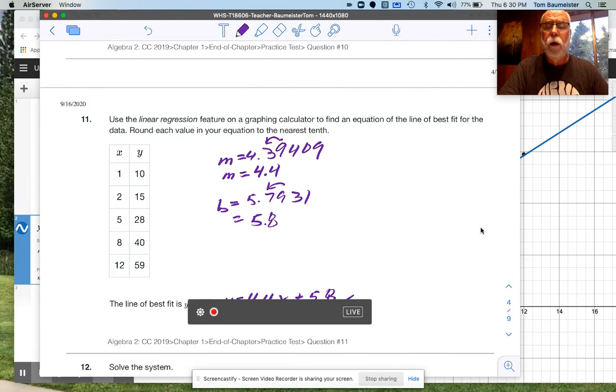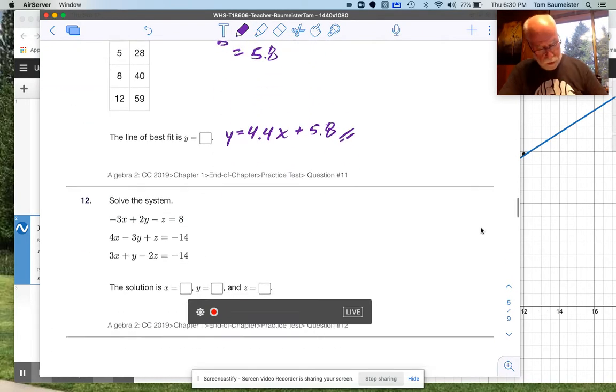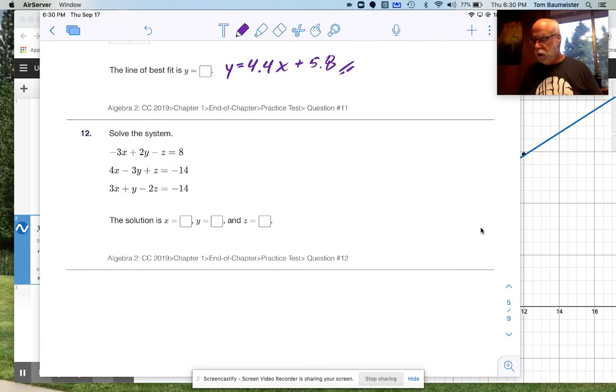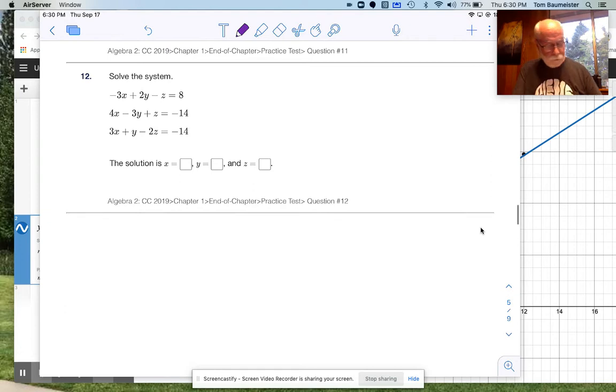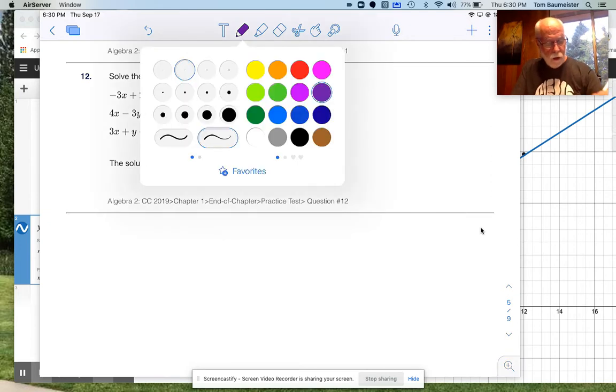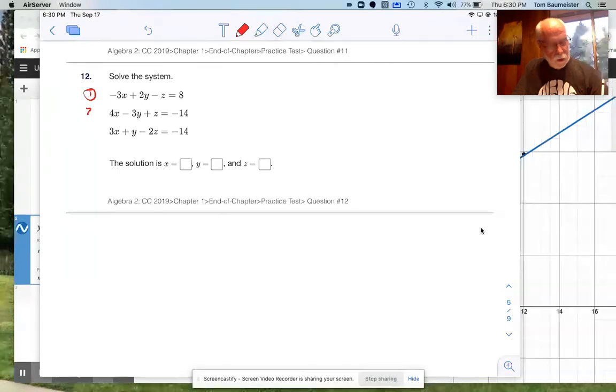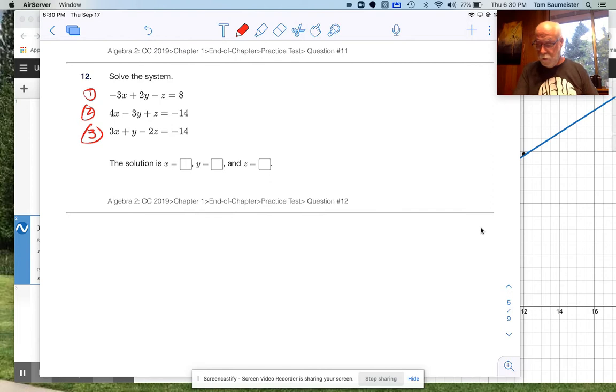All right. So let's keep going. We're getting close. So number 12, I told you to solve the system. So I'm going to do it. They gave me some room down there so I can do it. And remember, I call this one 1, I call this one 2, and I call this one 3. So I'm going to look at it and I'm going to decide what do I want to get rid of. Well, on 1 and 2, I have a minus z and a plus z.